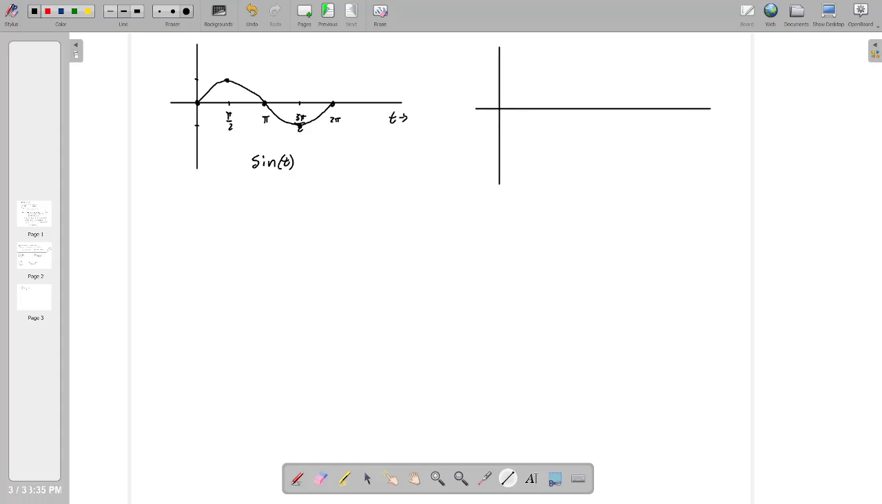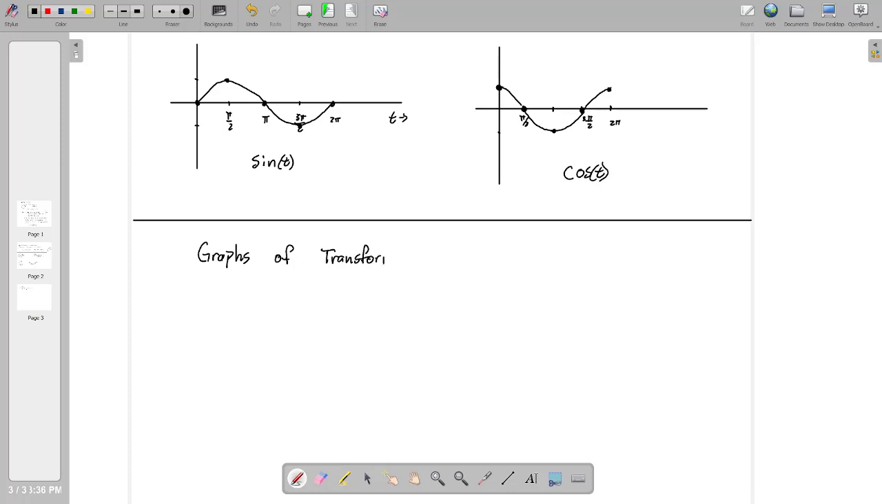Similarly, cosine has the exact same shape except it's shifted. Cosine starts at 1, and then at pi over 2, it hits 0. At pi, it reaches -1. At 3 pi over 2, it goes back to 0, and then at 2 pi, it goes back up to 1. We start at 1, we come down. You want to make these curves very smooth. They're not very sharp like the absolute value curve. These curves are very smooth. And this one's cosine of t.